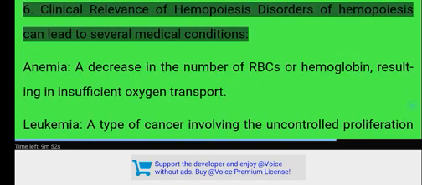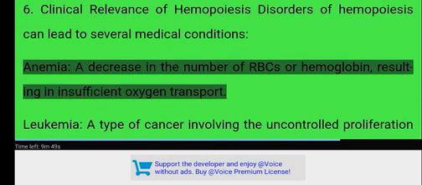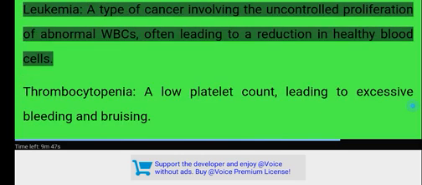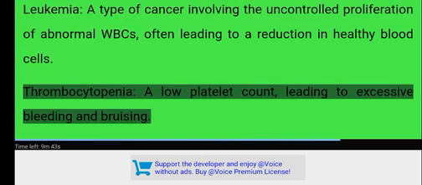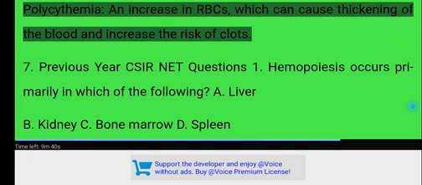6. Clinical relevance of hematopoiesis. Disorders of hematopoiesis can lead to several medical conditions. Anemia, a decrease in the number of RBCs or hemoglobin, resulting in insufficient oxygen transport. Leukemia, a type of cancer involving the uncontrolled proliferation of abnormal WBCs, often leading to a reduction in healthy blood cells. Thrombocytopenia, a low platelet count, leading to excessive bleeding and bruising. Polycythemia, an increase in RBCs, which can cause thickening of the blood and increase the risk of clots.